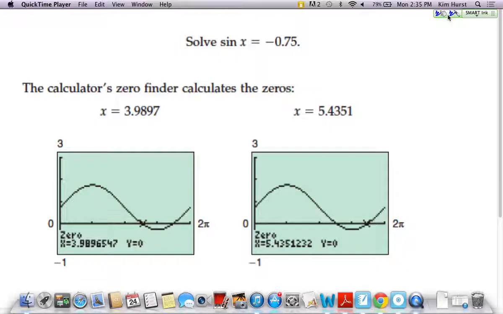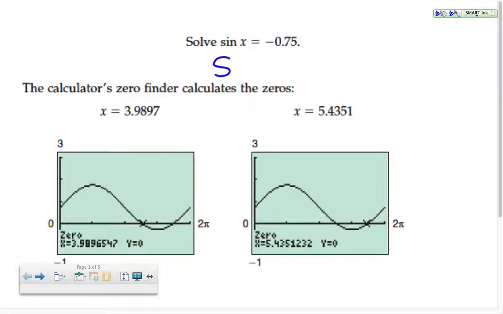It's very simple. So if we have this function here, sine x equals negative 0.5, to solve this, first of all, we need this to be equal to 0. So I'm going to write sine of x plus 0.5 equals 0. All right, so now I can graph this as a y equals.